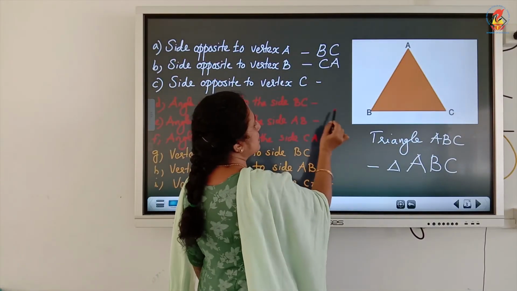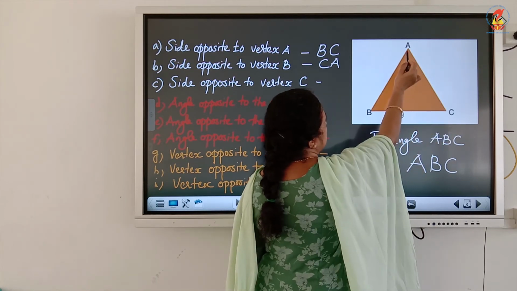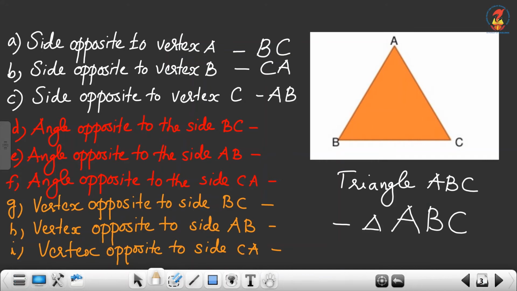Now side opposite to vertex C. Now consider the vertex C. So the side opposite to vertex C is AB. So we can find out the side which is opposite to the given vertex.